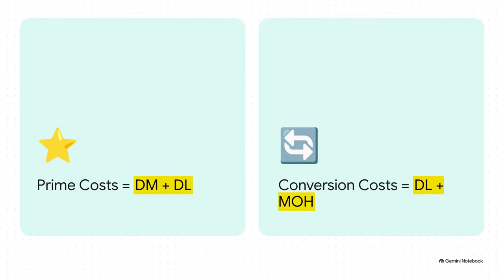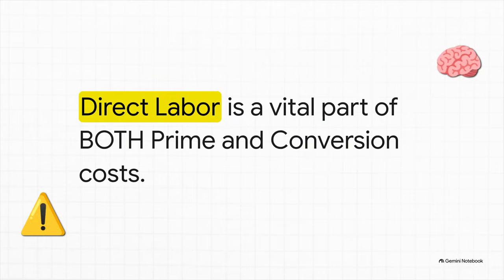Just ask yourself, what does it actually take to convert a pile of raw materials into a finished good? Well, it takes human labor and a running, fully powered factory. That right there is your conversion cost. But what's really interesting here is the overlap. Look closely. Direct labor is a vital component of both prime costs and conversion costs.